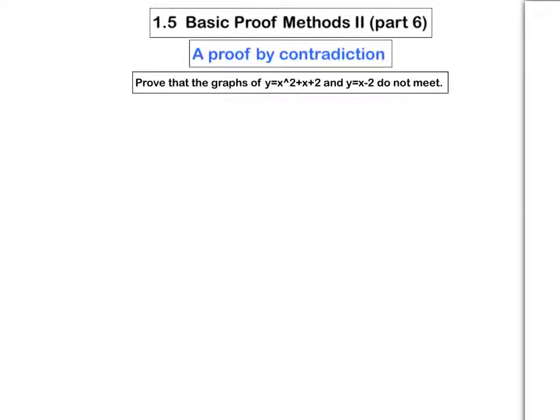In this video, we're going to do our first proof by the method of contradiction. And this is the one that we're going to do. We're going to prove that the graphs of y equals x squared plus x plus 2 and y equals x minus 2 do not meet. So as usual, I'd like you to write this using symbols. So why don't you do that, and we can compare your answer to mine in a few moments.